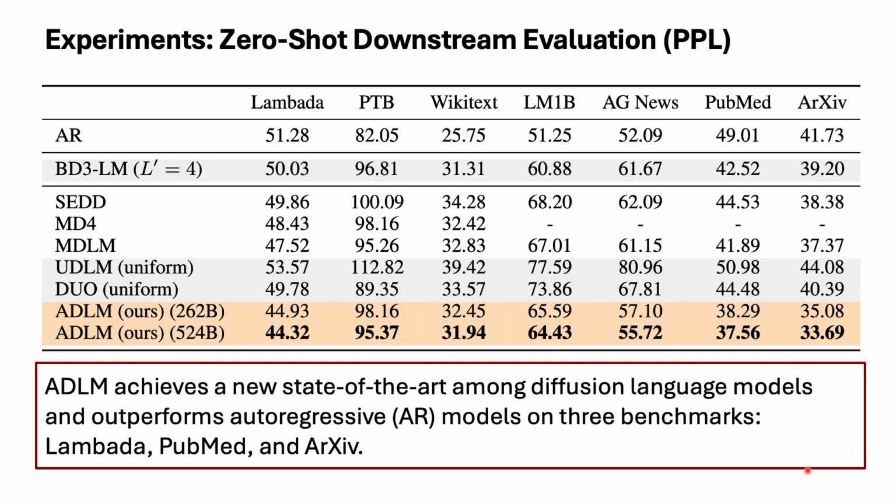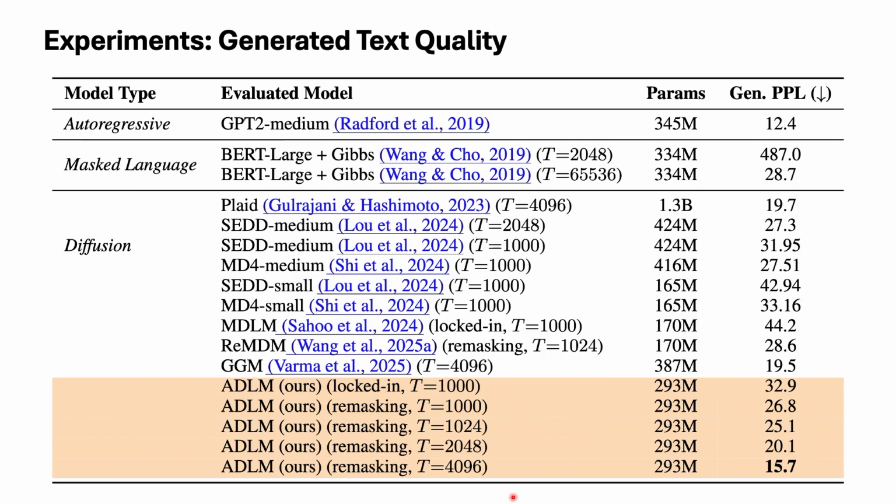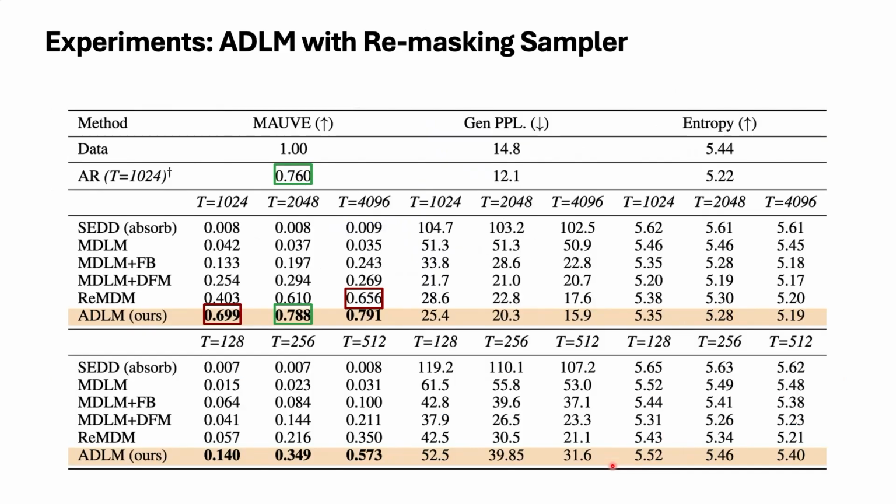In terms of downstream evaluations, ADLM is state-of-the-art among all the current diffusion models, and in fact, at the same scale, outperforms autoregressive models on several benchmarks. I'm going through this fast because I think I have 3 or 4 minutes left. Again, in terms of generated text quality, similarly, in terms of generative perplexity, with GPT-2 large as a judge, you're getting state-of-the-art performance.